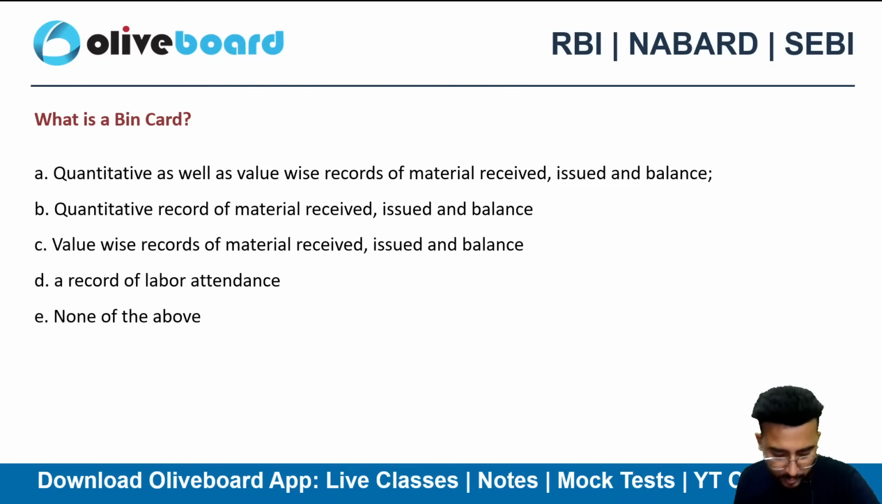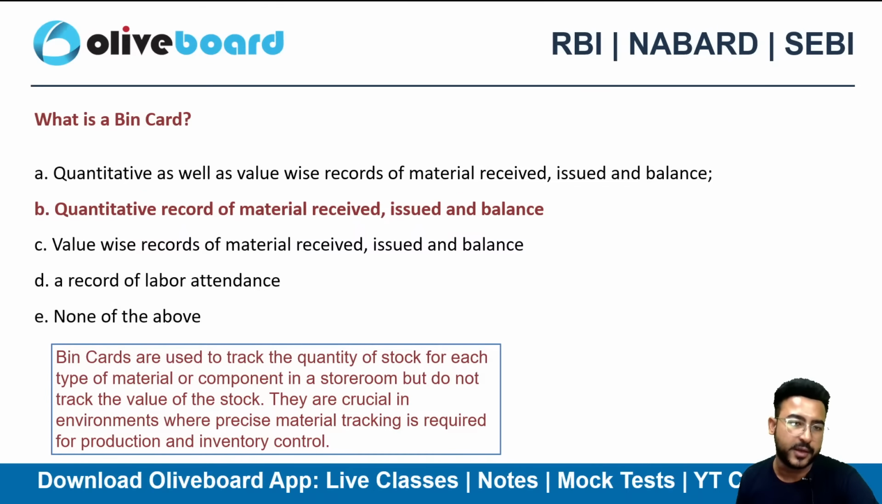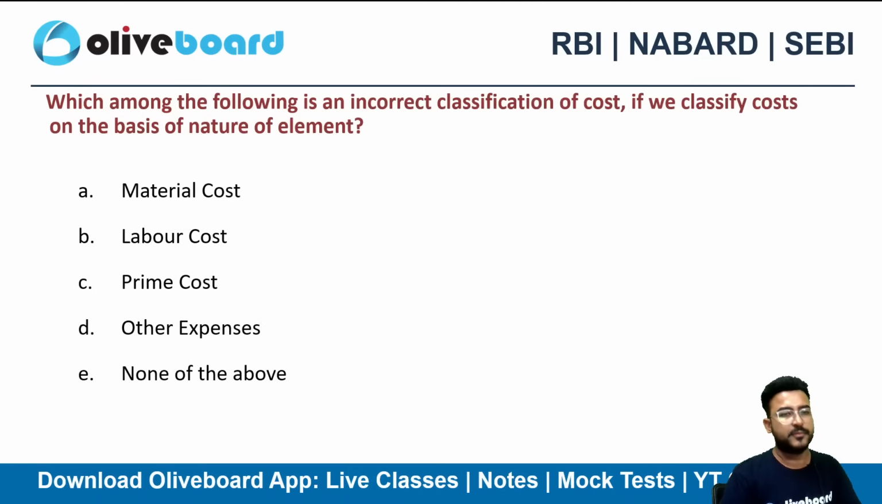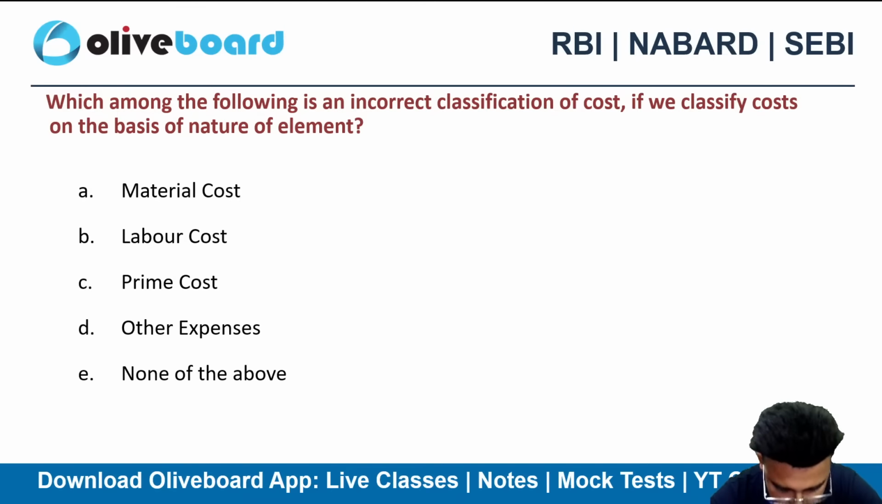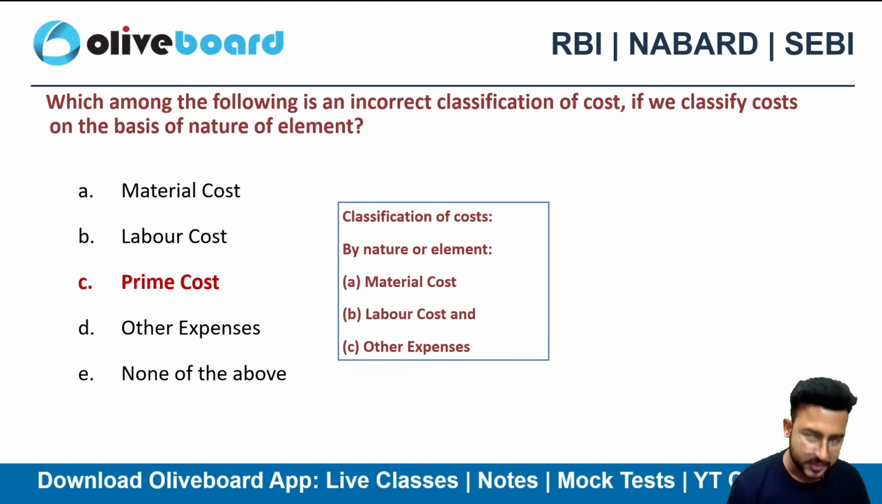अच्छा, what is a bin card? Bin card, it's nothing but a quantitative record of material received, issued and the balance. Which among the following is an incorrect classification of cost if we classify the cost on the basis of elements? It will be prime cost.